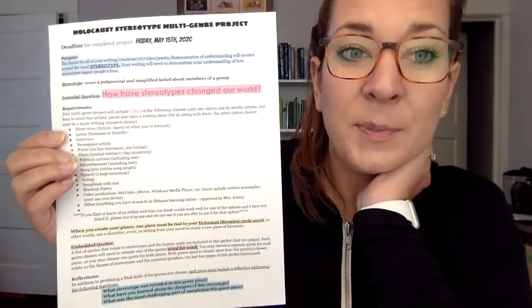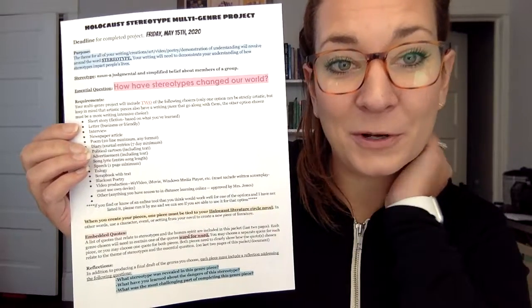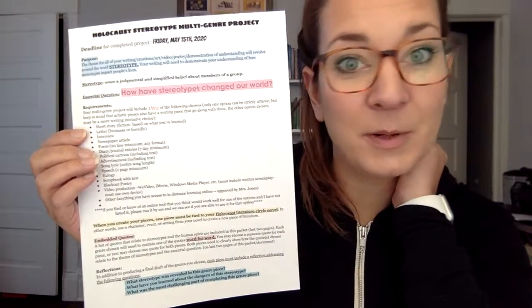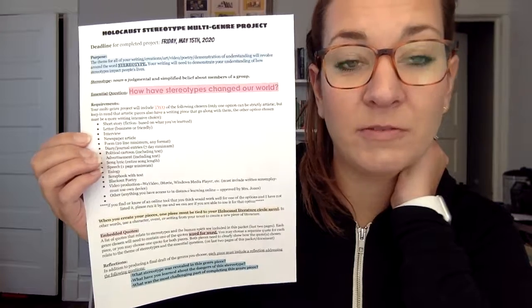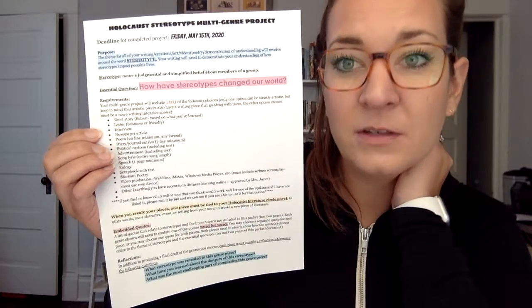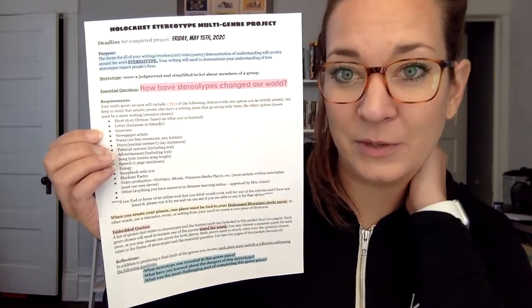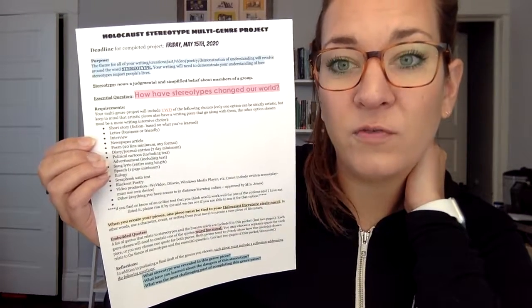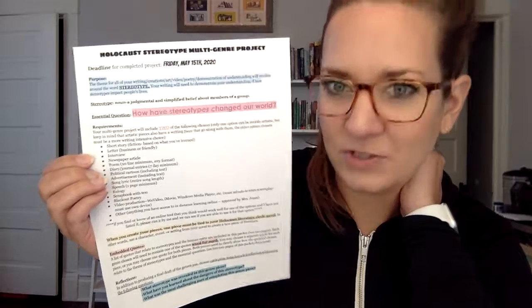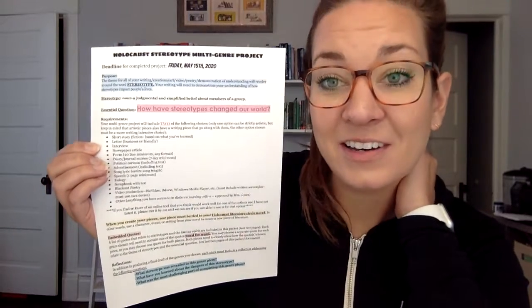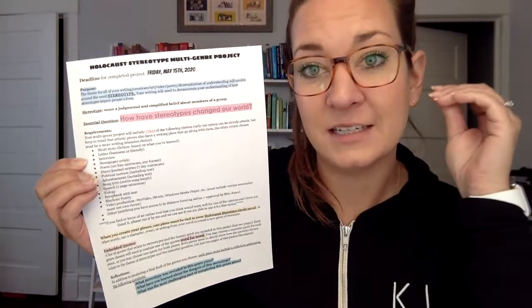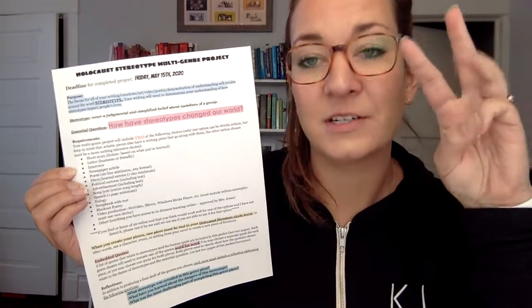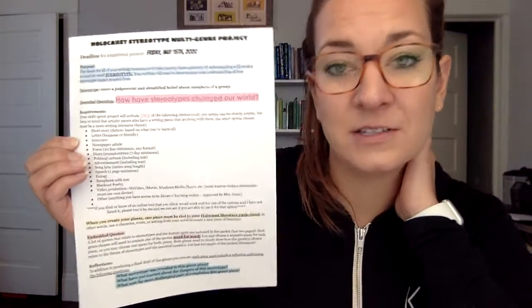So first, I'm going to go through this first page. Let's start at the top. Purpose of this. The theme for all your writing, creations, art, video, poetry, demonstration of understanding will revolve around the word stereotype. I went through that in your notes a little bit when you watched my video last week of the Holocaust notes. And our whole fourth quarter unit, even though it sounds like and feels like and looks like it revolves around the Holocaust, it really revolves around this bigger idea of stereotype and prejudice and discrimination. Those things led to the Holocaust.